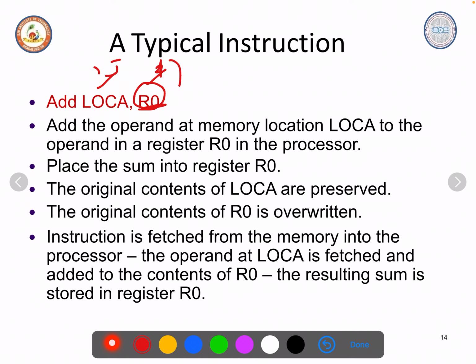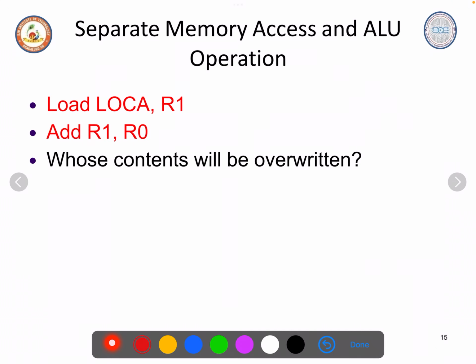So first, the computer fetches the instruction from the memory and it will be placed into the processor. The operand which is available at location A is fetched, again it is in memory, and it is added with the contents of register R0. The resulting sum is stored in register R0. Similarly, can we guess what happens with these instructions?